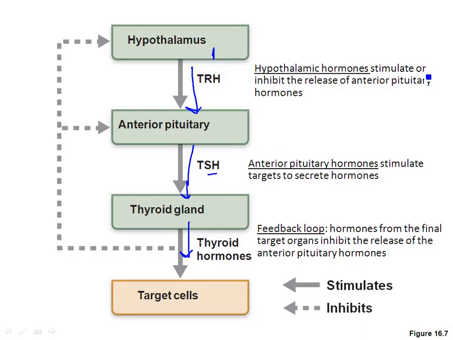So you have basically three different steps. The hypothalamus releases a hormone, causing the anterior pituitary to release a hormone, causing another gland, in this case the thyroid, to release a hormone. Then you have your effect on an organ.